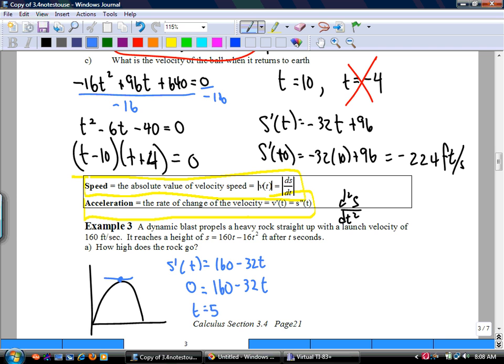Apogee. Move the 160 over to the other side of the equation. Divide by negative 32. Okay. So that tells us our t coordinate. How do we find our s coordinate? Take the time t equals 5 and put it in where? Into the original formula.